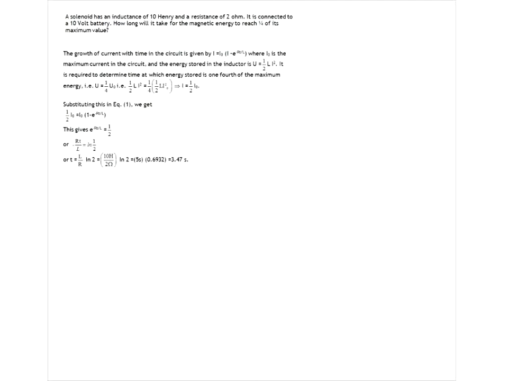Well, if you connect a solenoid to a 10-volt battery, then initially it will not allow any current. Gradually current will build up. This is a case of growth. So as current builds up, energy depends on I square, half L I square. 1/4 of its maximum value.